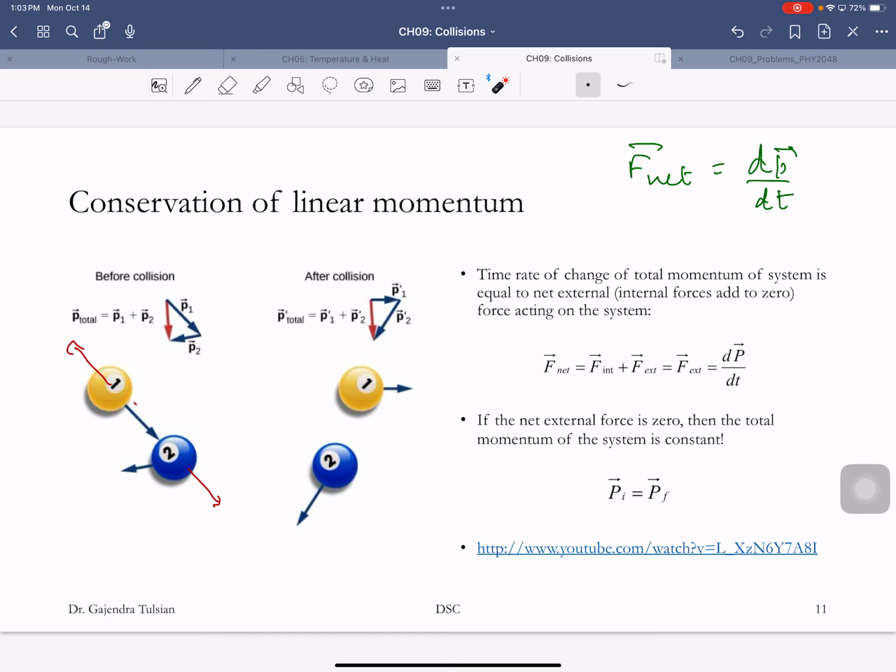Now the internal forces always cancel. So when you add them, they always add up to 0. So the net force is really any external force acting on the system. And if there is no external force acting on the system, this will be 0. dP by dt will be 0. That means P is constant, so P before the collision will equal P after the collision. So if external forces acting on the system are 0, that implies P is constant.